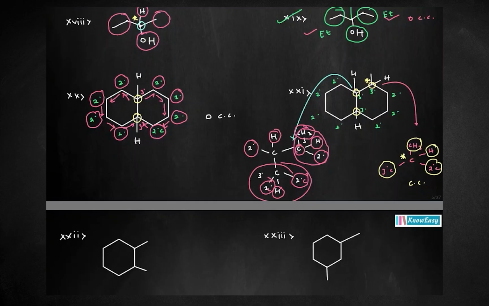Got it? So this carbon is again chiral atom. So this is also a chiral atom, and in the similar way this is also a chiral atom. So number of chiral atoms will be 3. I hope this is very clear to you. This is an important question.